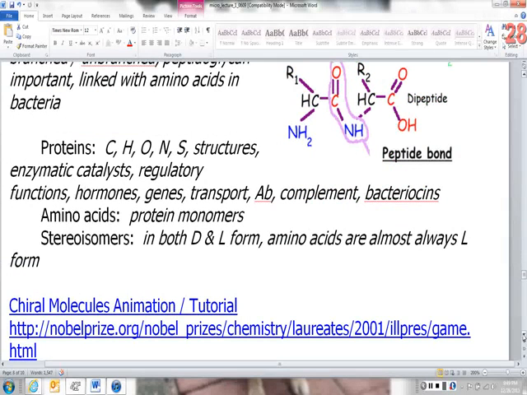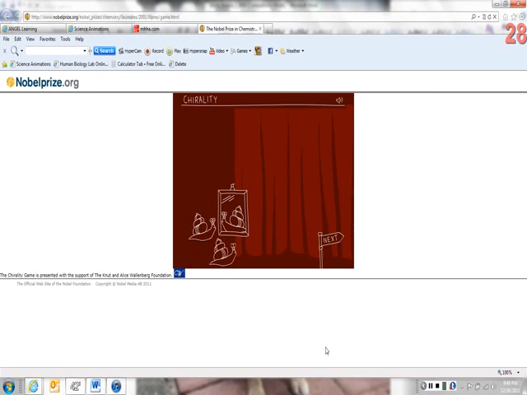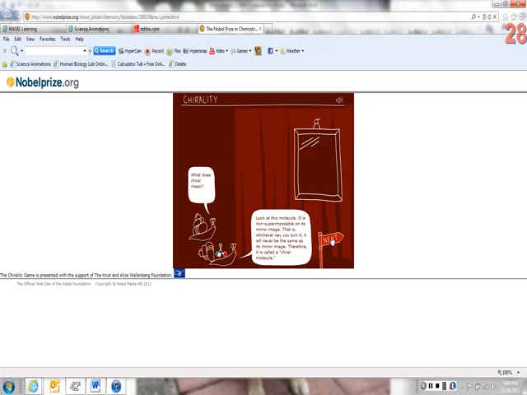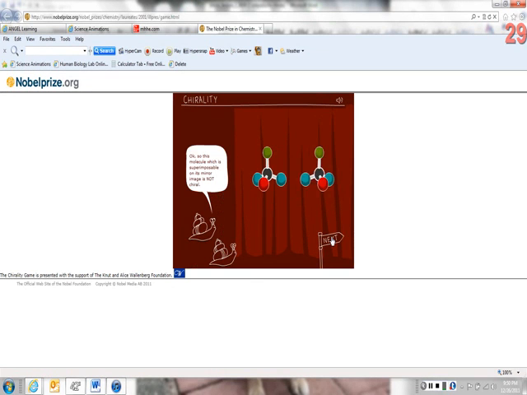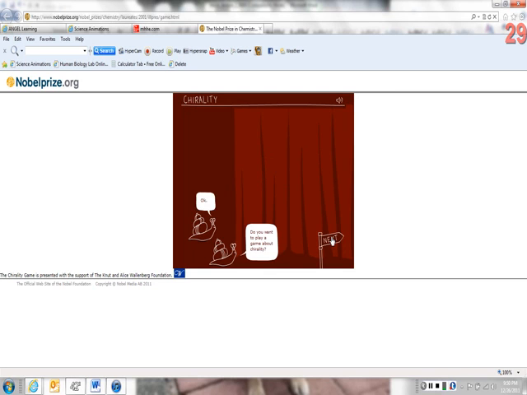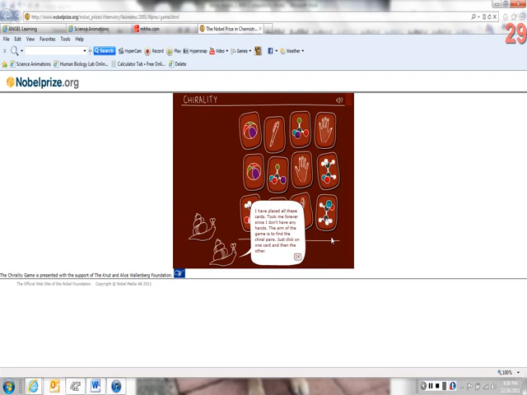Here we're going to watch a little animation or tutorial on chiral molecules. So here you can take your own time and go through this little game on whether or not a molecule is chiral.